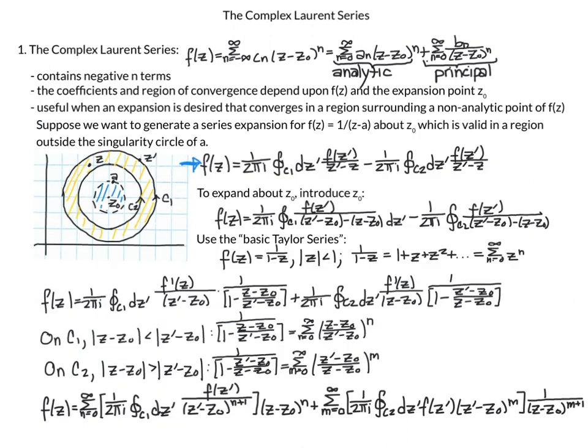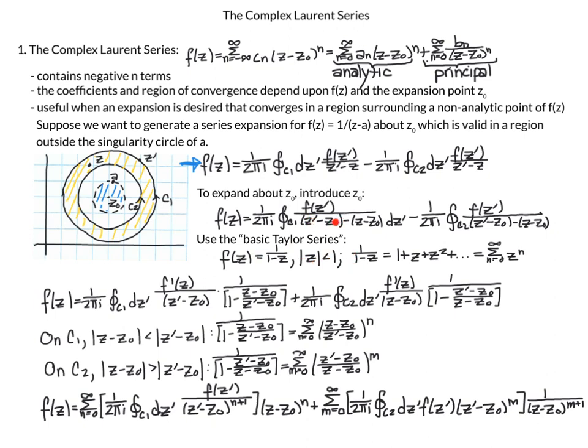So now what we have is we can integrate f of z, and these are the two contours we have here. And then we can expand about z naught, so we can introduce our z naught, much like we did in the previous example of 1 over z minus a. To expand around z naught, right, we introduce a z naught, but then because we subtract a z naught, we need to add a z naught. We use the basic Taylor series expansion.